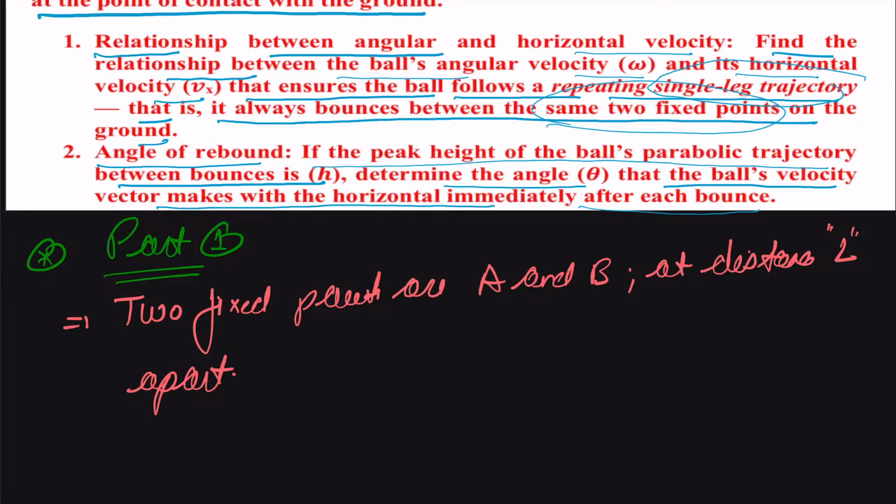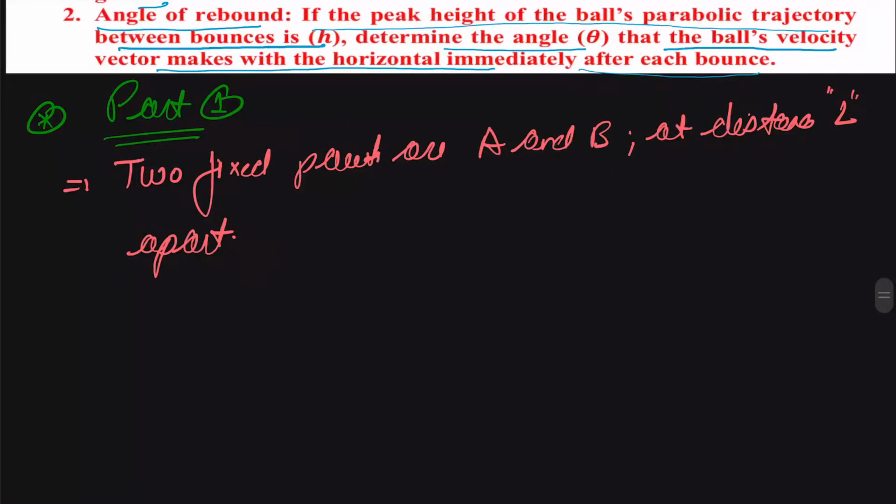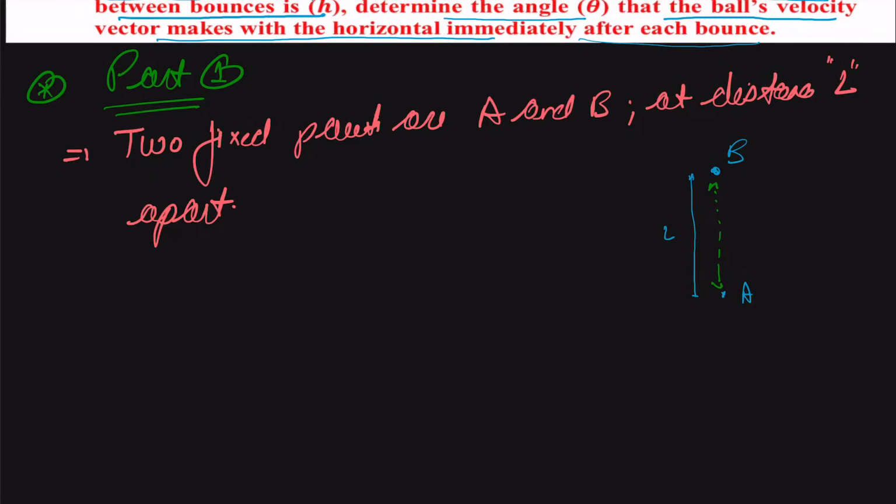You can see this motion is repeated between A and B continuously. Okay. So the figure will be quite simple. This is our point B, this is point A, and the distance between the two is our L, and the ball is repeatedly bouncing between these two. So it means the horizontal velocity will be the negative of our incoming velocity. Okay.